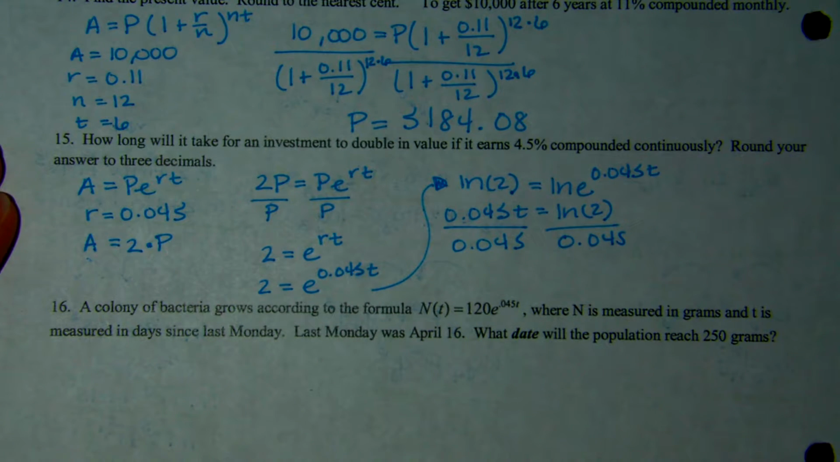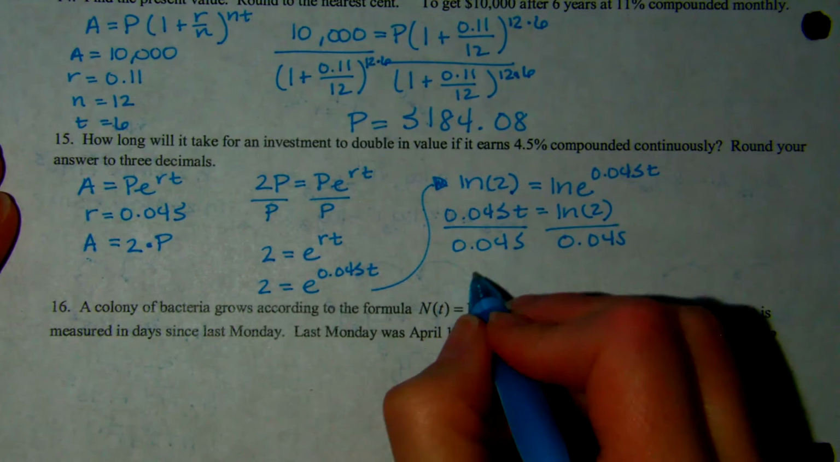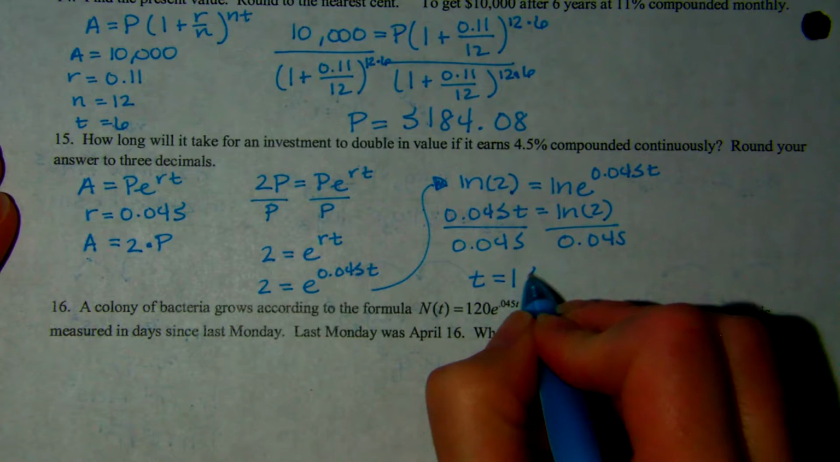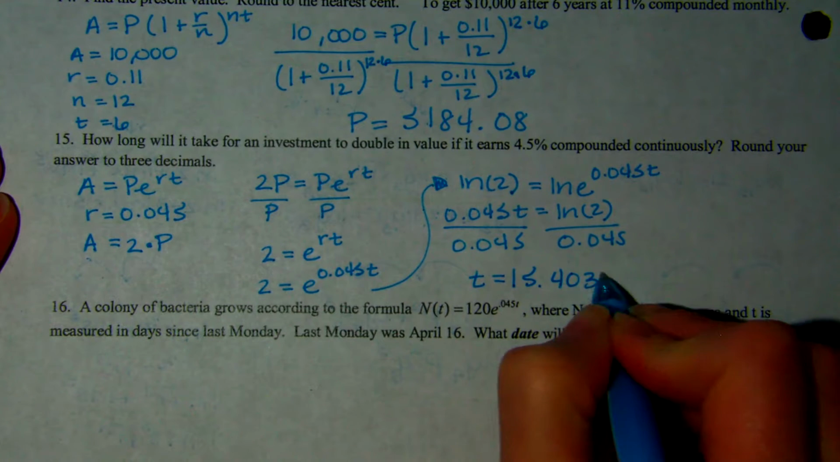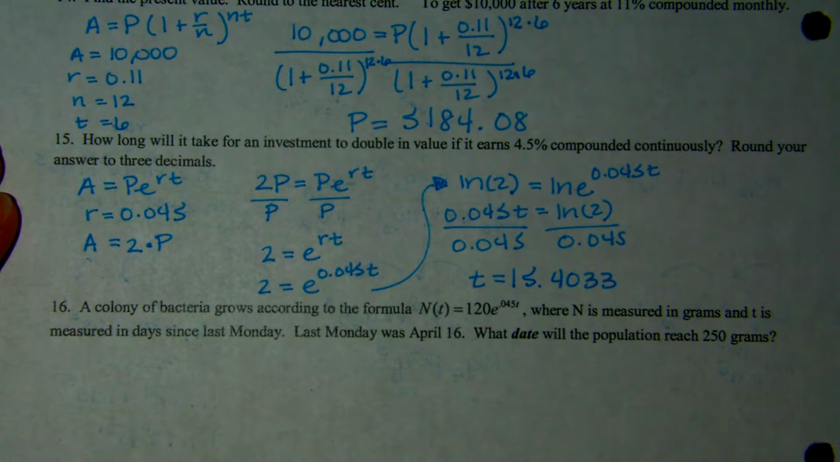This is the natural log of 2 divided by 0.045. And when you do that, you get t equals 15.4033. So about 15 and a half years is how long it's going to take your investment to double at 4.5% interest compounded continuously.